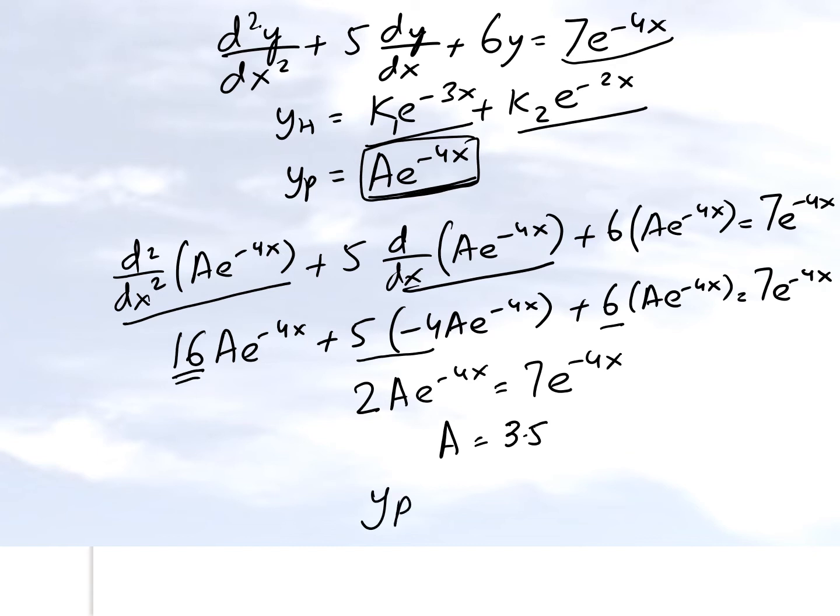So the particular part of the solution will be just a e to the power minus 4x, which, now that we found a, will be 3.5 e to the power minus 4x. So we have found the particular part of the solution exactly. We have found the homogeneous part of the solution, but we still have to figure out what k1 and k2 would be. So that we'll do in the next slide.